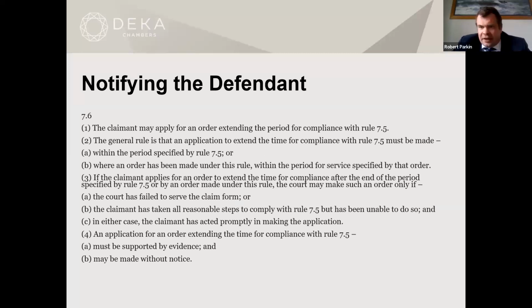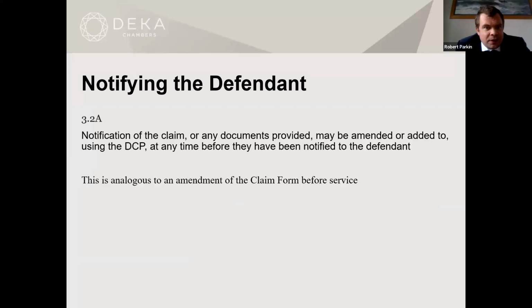So you get it served within the 4 months. If you can't get it served within the 4 months for good reasons, you apply for an extension of time in time. You're really at last chance saloon if you're making an application to extend time retrospectively. Okay, but all in all, this is fairly sensible provisions relating to service of the claim form. Although notifying the defendant of the claim is what we call it under the DCP.